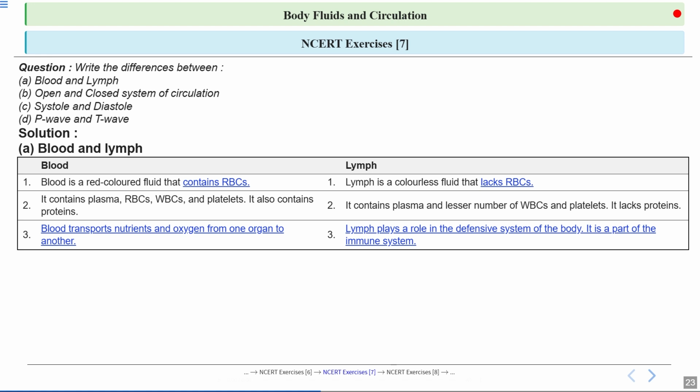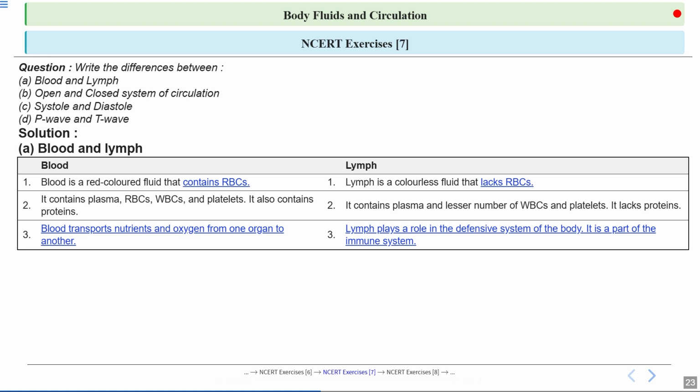Okay, so here in this table you can see the first point, blood is a red colored fluid that contains RBCs. Now lymph is a colorless fluid that lacks RBCs. Point number 2, blood contains plasma, RBCs, WBCs and platelets. It also contains some proteins as well. Lymph contains plasma and a lesser number of RBCs and platelets, and it lacks proteins.